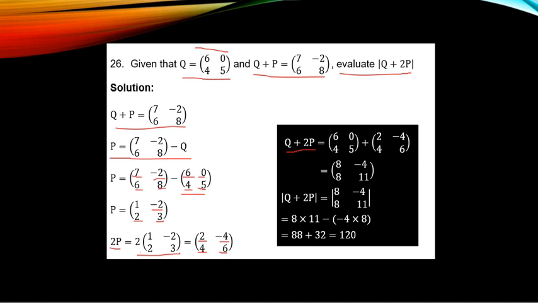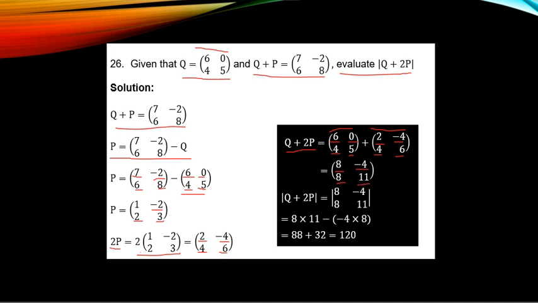Q plus 2P. So this is matrix Q, this is matrix 2P. We are taking their addition. When you add corresponding entry to corresponding entry, you have 6 plus 2, that is 8. 0 plus minus 4, you have minus 4. For the second row, you have 4 plus 4, that is 8. Then 5 plus 6, you have 11.